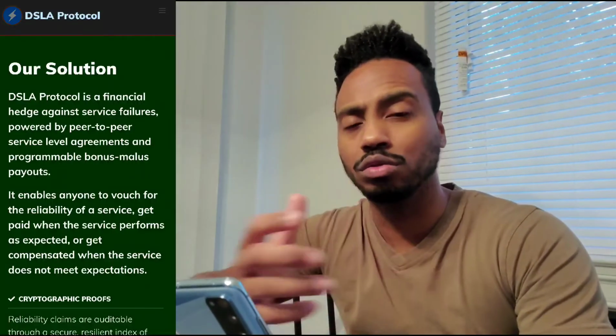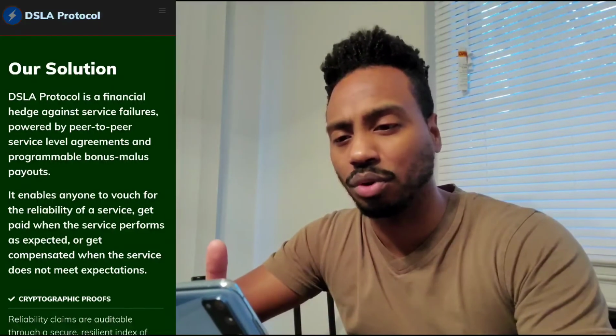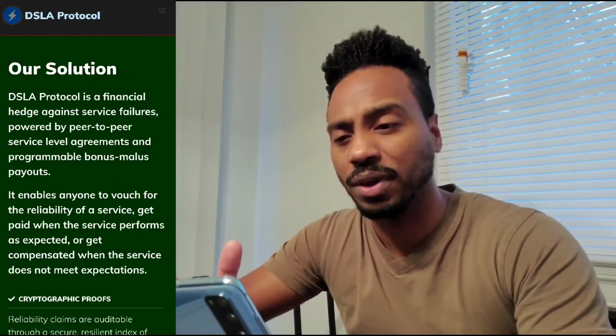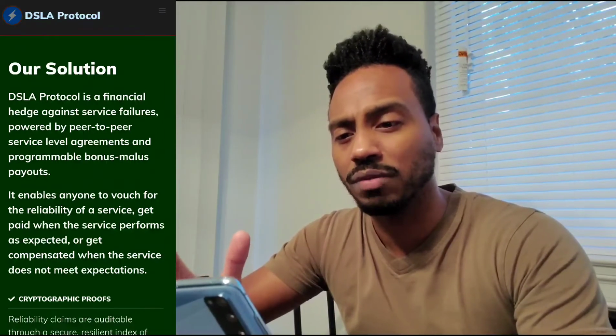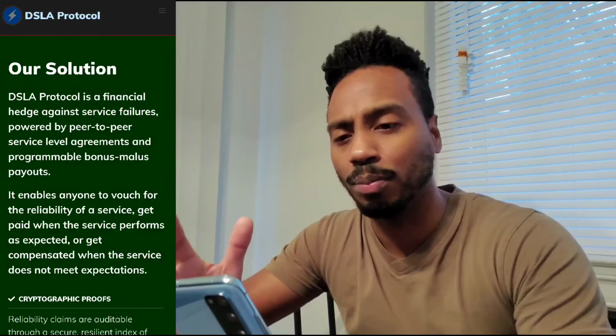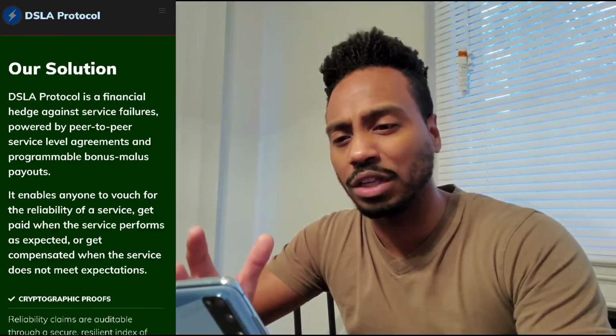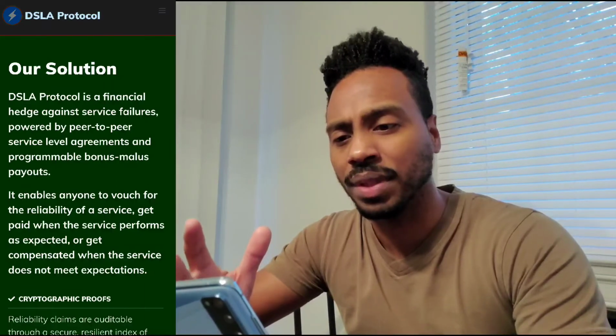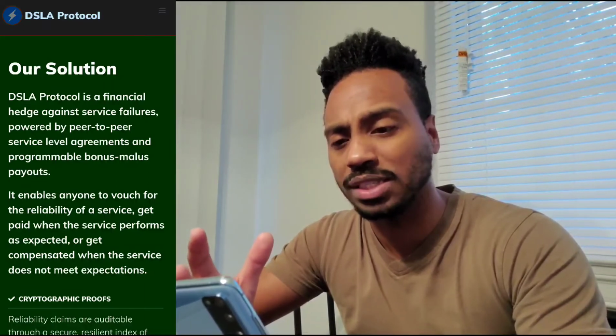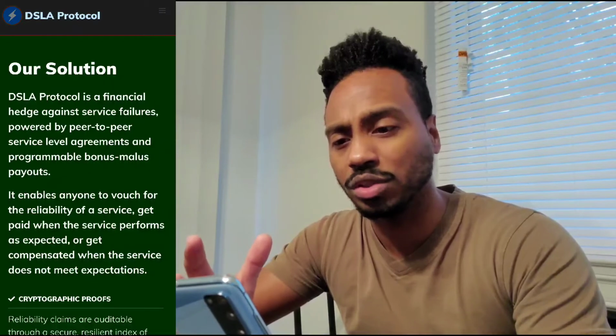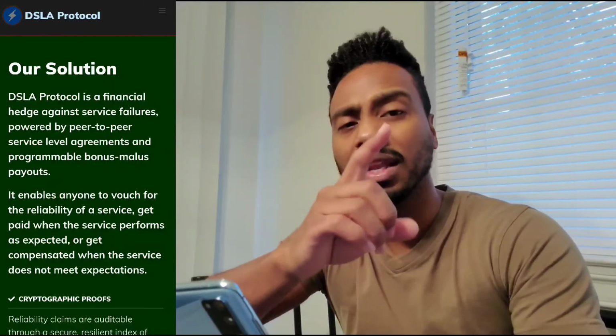So they want a solution to this, and the solution is DSLA Protocol, a financial hedge against service failures powered by peer-to-peer service level agreements and programmable bonus-malus payouts. It enables anyone to vouch for the reliability of a service, get paid when the service performs as expected, or get compensated when the service does not meet expectations. Now that last part is the part where DSLA comes in. To get paid or compensated when the service does not meet expectations.